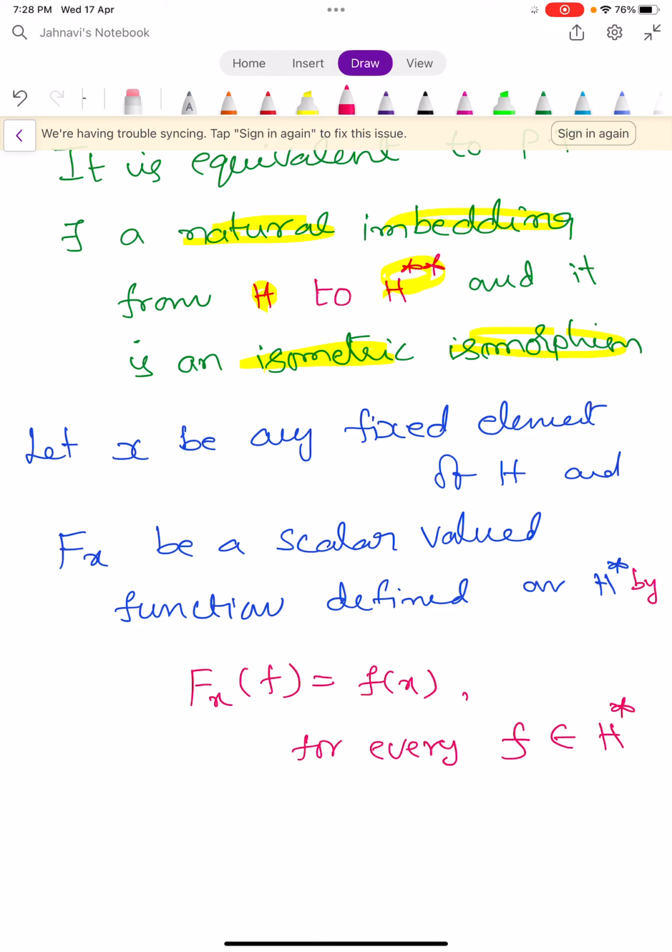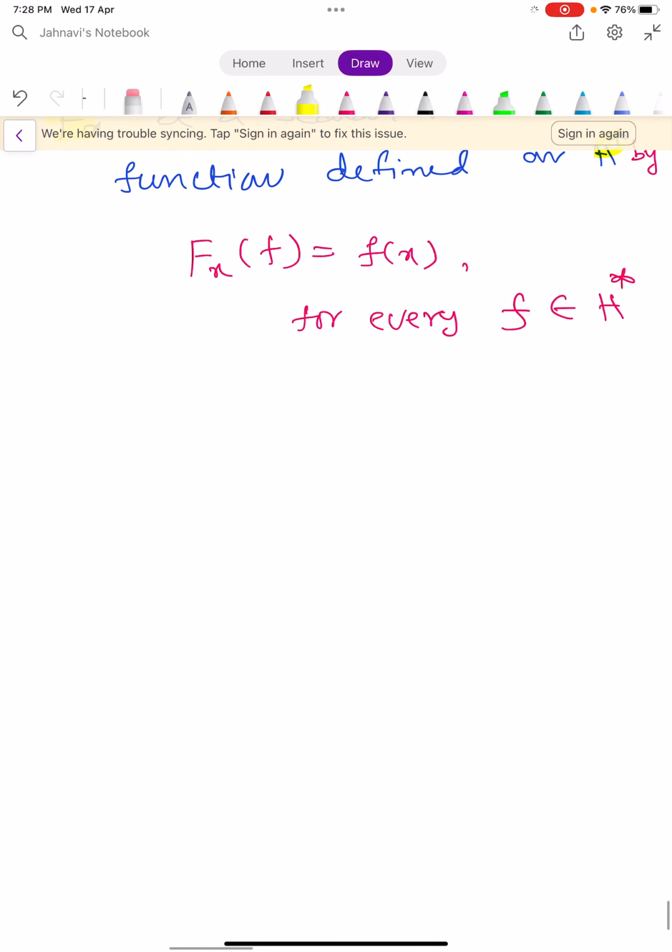So we are taking x to be a fixed element of the Hilbert space and Fx to be a scalar valued function defined on the conjugate space H star, defined by Fx of f is equal to f of x for every f belonging to H star.